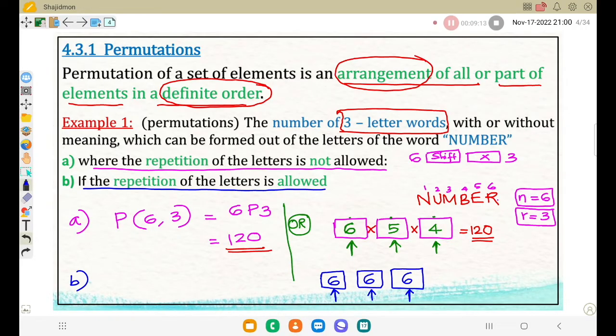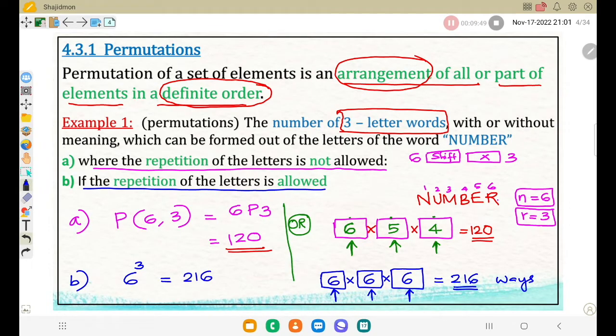So how many do we get in total? 6 multiply 6 multiply 6, by using the multiplication rule, equal to 216. 216 ways we can arrange, or generate, the 3-letter word from 6 letters, correct? So 6 multiply 6 multiply 6 we can write as 6 power 3. How many times is 6 coming? 3 times. So 6 power 3 equals 216.